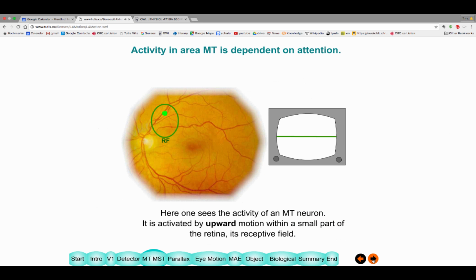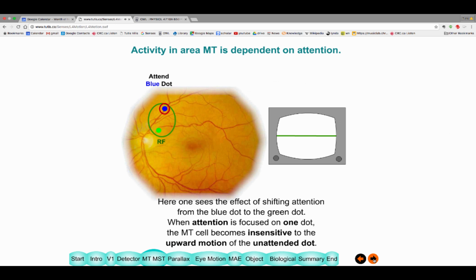The other thing about MT cells is that they're sensitive to attention. So again, we're recording an MT cell, and you can see it's not very sensitive to things moving down, but it is sensitive to things moving up. Now let's complicate the matter. Let's have two dots moving up and down, but we pay attention only to one of them. We pay attention to either the green one or the blue one.